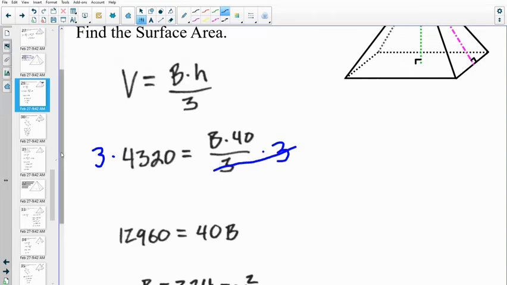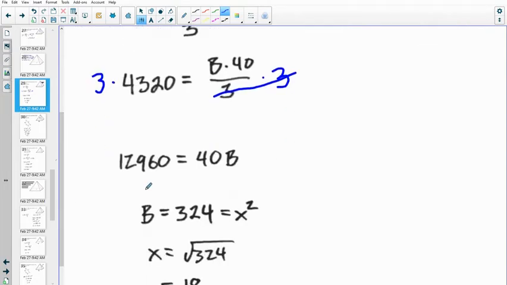And then once I've got that, I've got 12,960 equals 40 times b. Divide both sides by 40 to solve for the area of the base. And when I did that, I got 324.